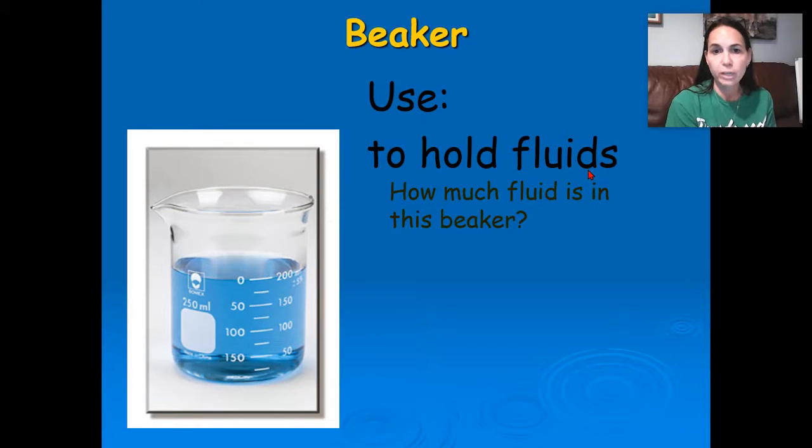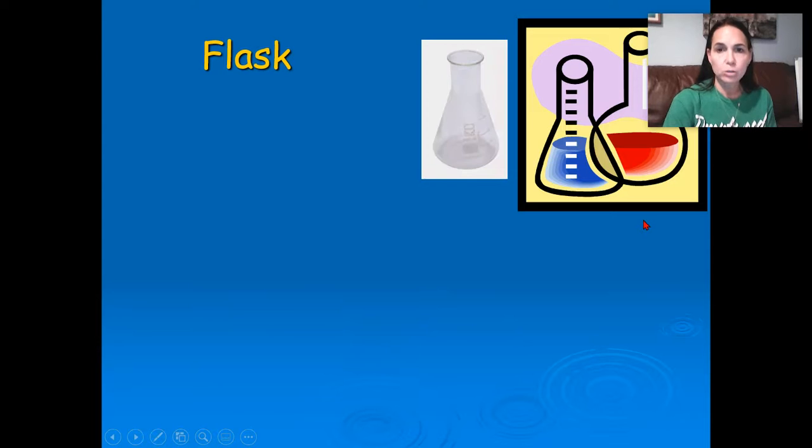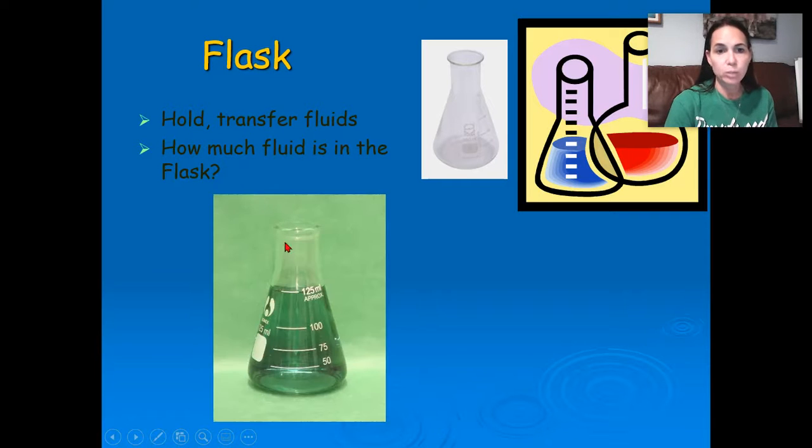But if you look at the picture, we want to know how much fluid is in this beaker. You can read the number here. There's 200 mLs of fluid there. So it's just showing you how to read it. The next tool is a flask. Again, it's used to hold and transfer fluids. That's all you read in the notes. In this one, how much fluid is in here? Again, you read here.